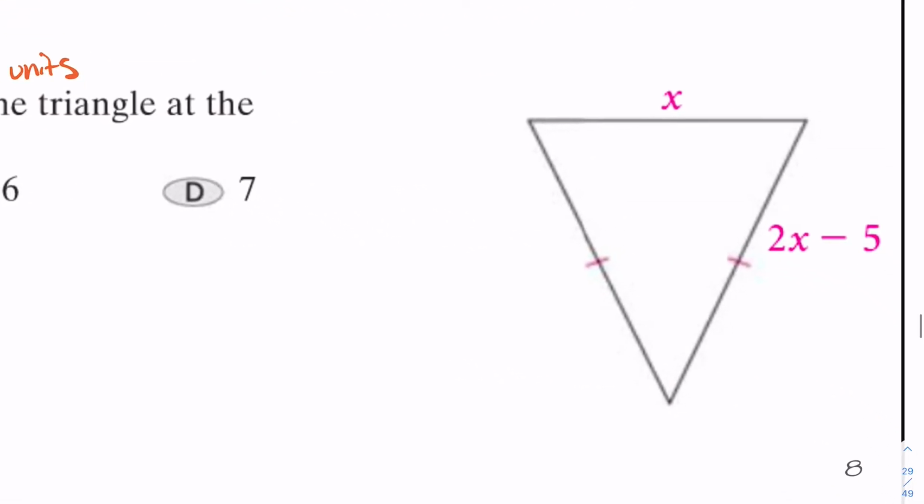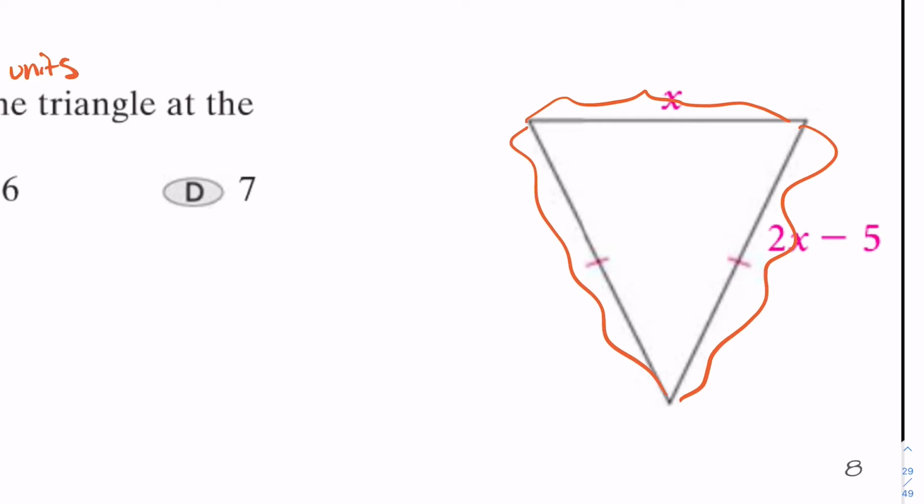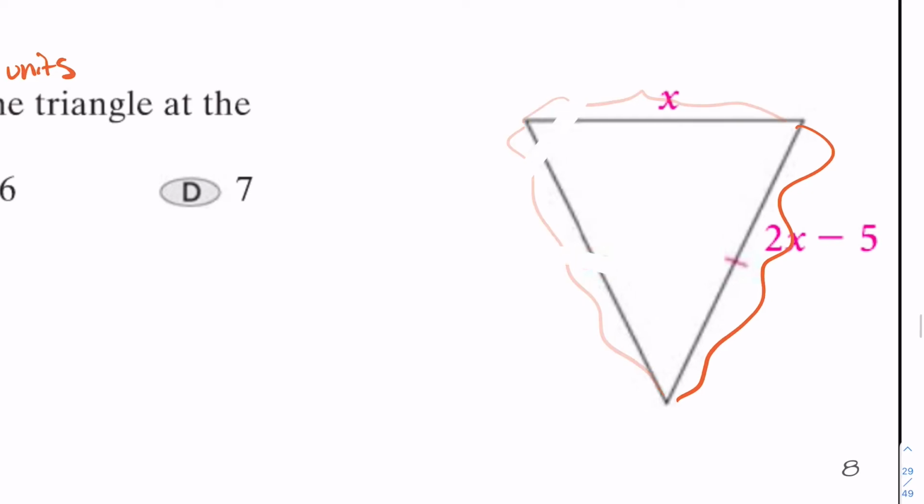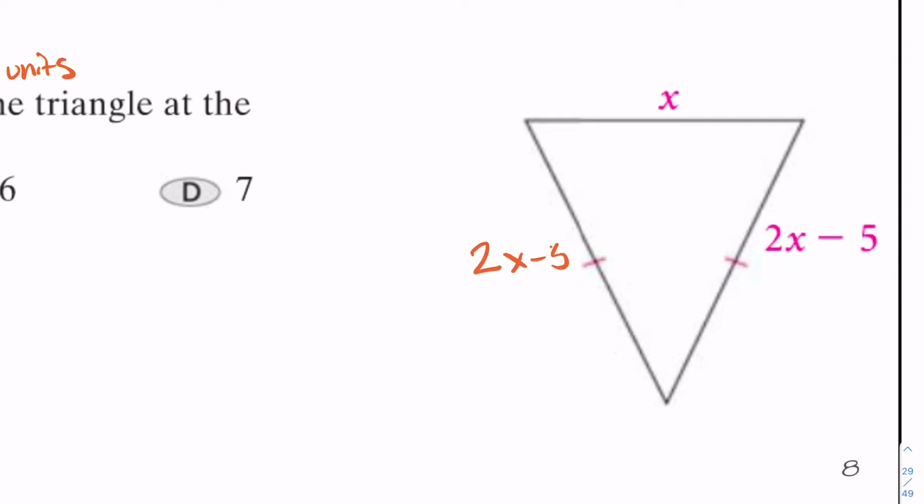And I have the perimeter in terms of x. So what I do know is that this side has a length of x. This side has a length of 2x minus 5. And this one actually has a length of 2x minus 5 as well because they are isosceles triangles. So I'm going to draw that in, 2x minus 5.